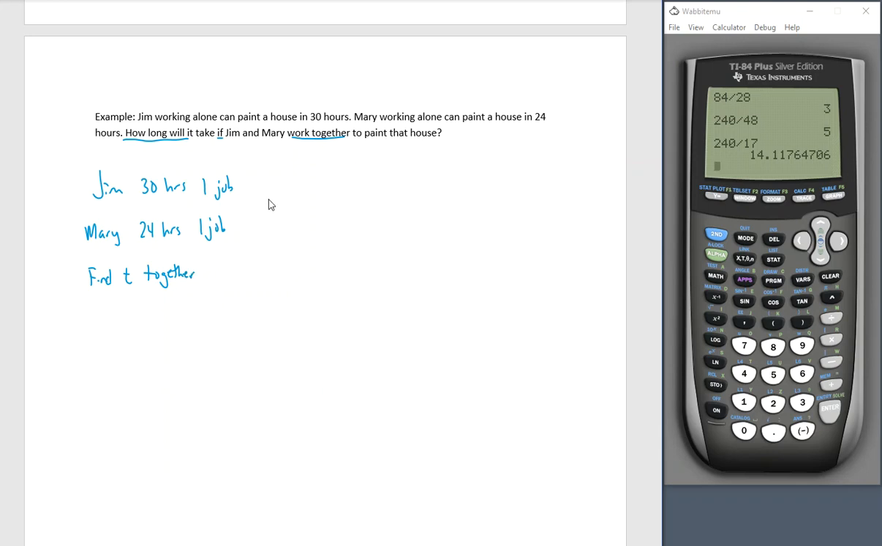Working together, we'll add them together. So we'll have the 1/30th of the job that Jim can do in an hour, plus the 1/24th of the job Mary can do in an hour, and that will equal the rate that they work together, 1 over t. So we'll have t, we'll have 24, and we'll have 30. 24 and 30 both have a 6 in common. So my least common denominator will have that 6, the 4, the 5, and the t.